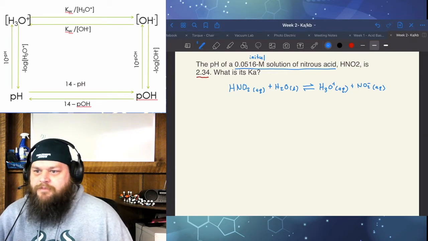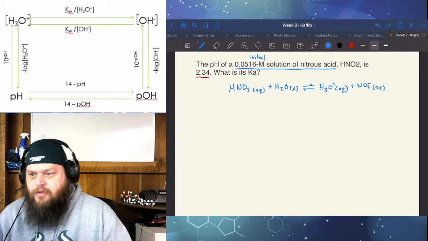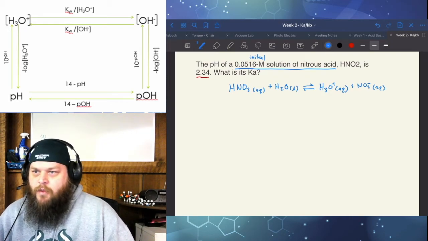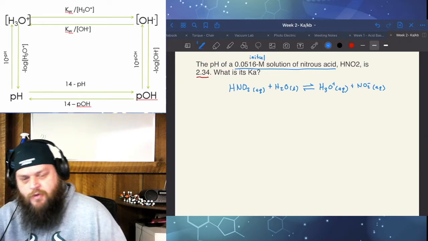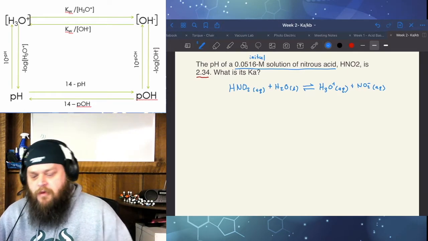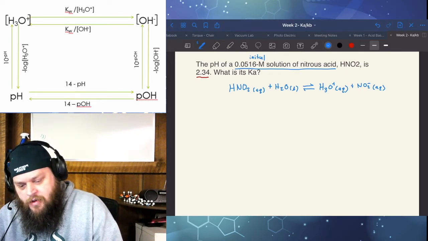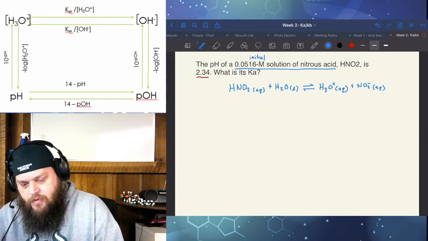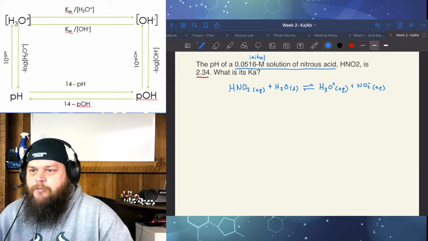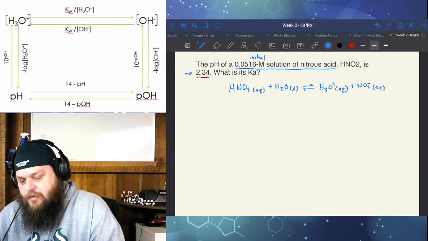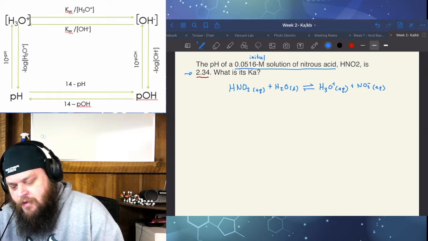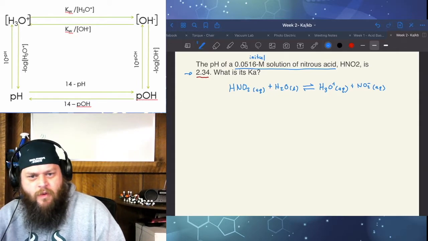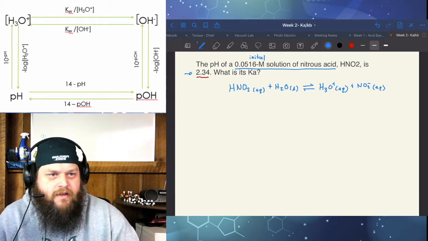We can then utilize the idea that we know its initial concentration, and we know what the pH is, so we can determine from that pH what the concentration of hydronium is, because we know that the pH is going to be this once it's at equilibrium. So to find the pH, which equation should we be using in this case?